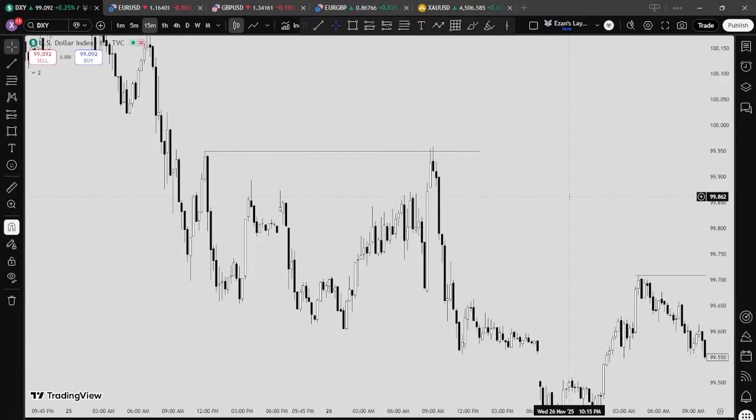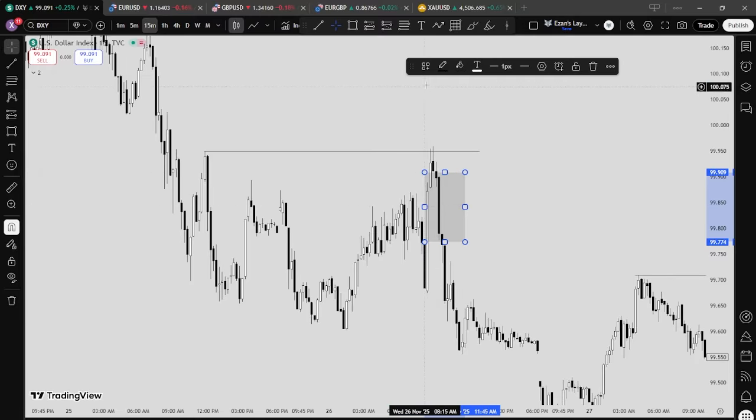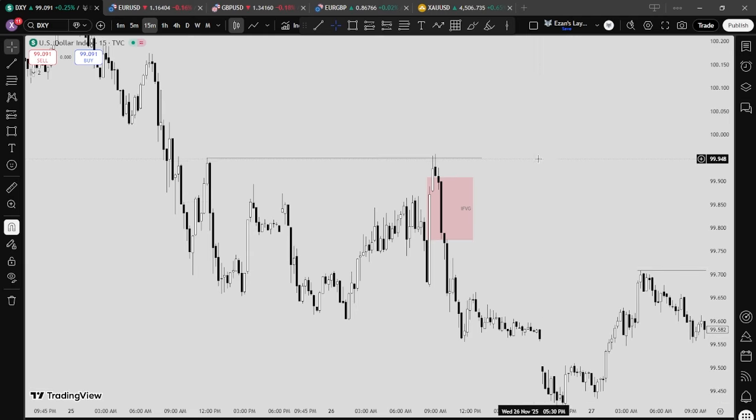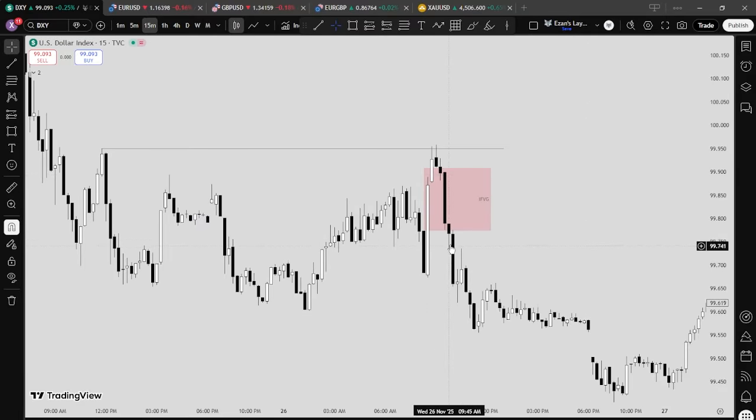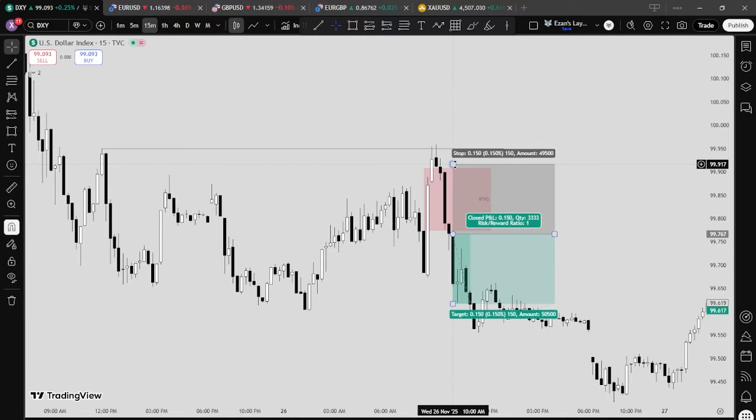Now my most favorite entry model is always going to be the inversion fair value gap. So you can see this was a fair value gap which got inversed. You can see you have two overlapping fair value gaps, so this one and this one. I'm just going to consider both of these as one big fair value gap. Now you can see price closes below, that's where I'm going to enter. As soon as price closes below, my stop's going to go at this protected high.